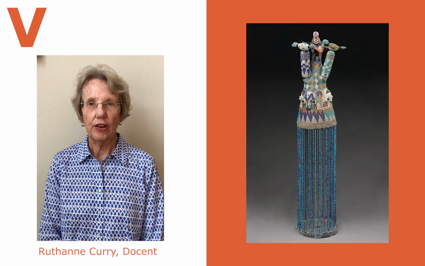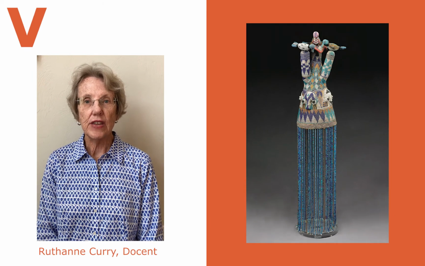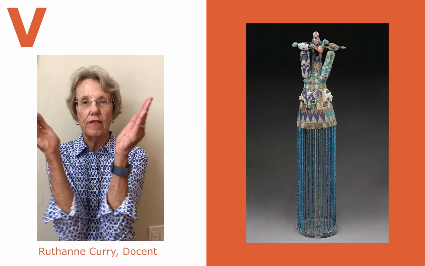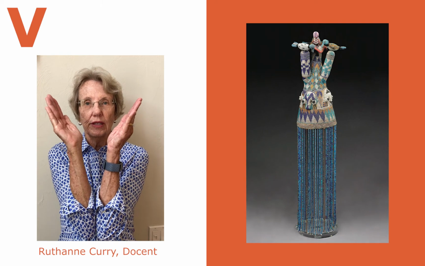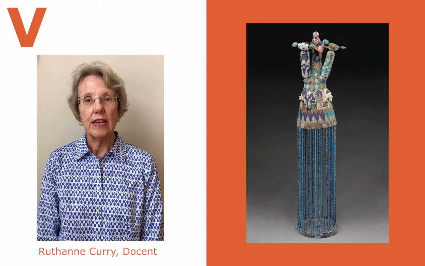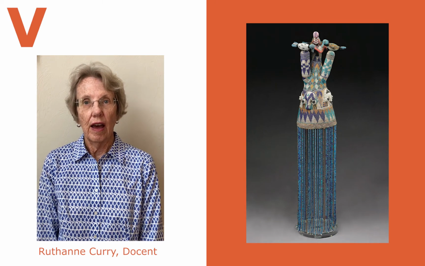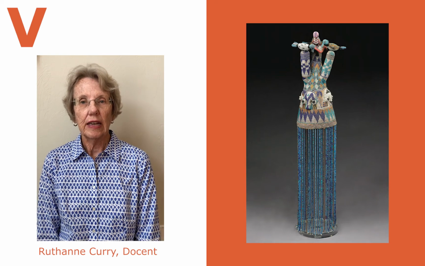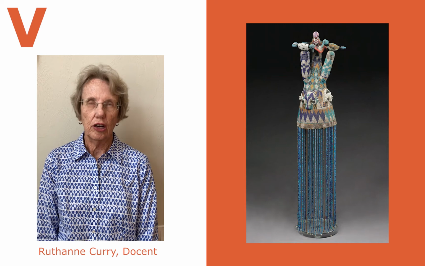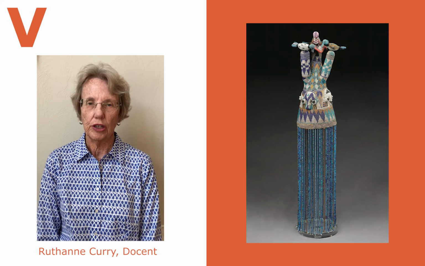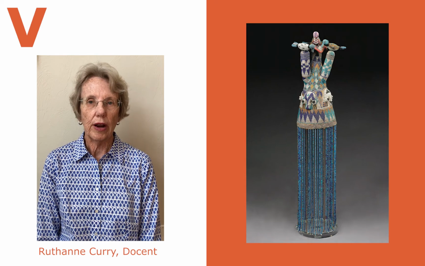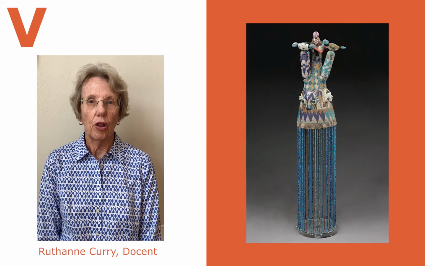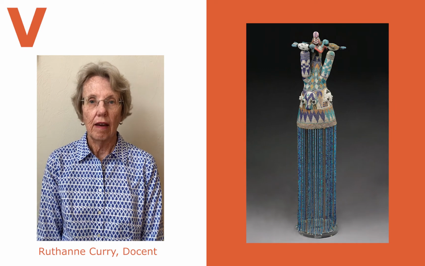Our next letter is the letter V. Let's make a V with our arms. V is for veil. A veil covers our face. In Nigeria, Africa, a country far across the ocean, a king would wear this crown with a long beaded veil.